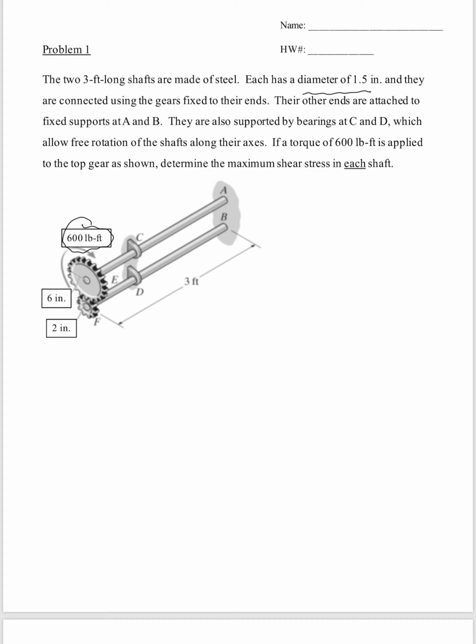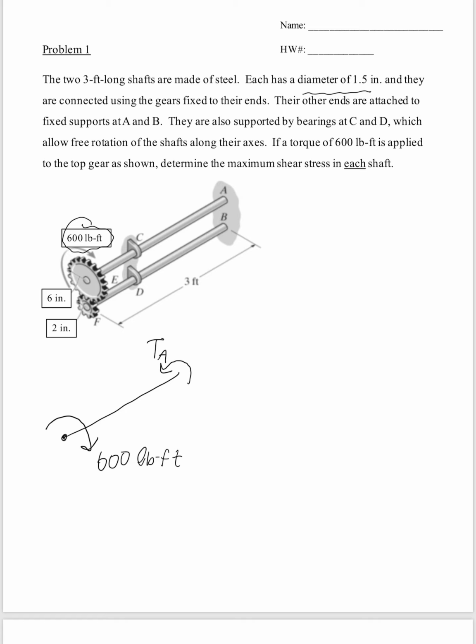So I'm going to split these up. So this top shaft, we have a torque applied at the end here, 600 pound-feet. Then it's fixed at wall A. All of these reaction forces have to be resisting the applied force. So we know it's going to go the opposite direction. I'll call that torque A.